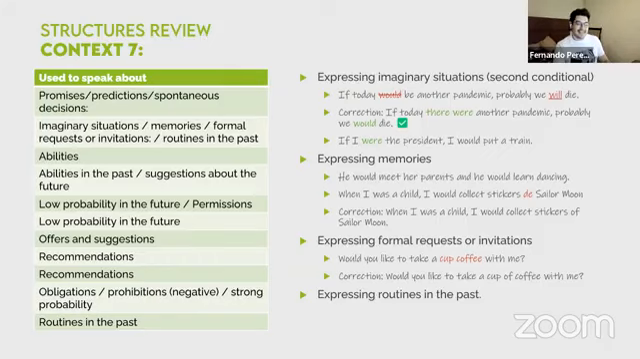Nice. The last one, a routine in the past. Something that you frequently did, but you don't do anymore. Do you have any of this? Let's go, Benji. One action that you used to do in the past, but you don't do anymore. In this example, I need to use would too. Of course, all of these correspond to the same group.